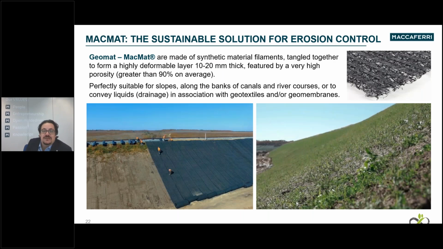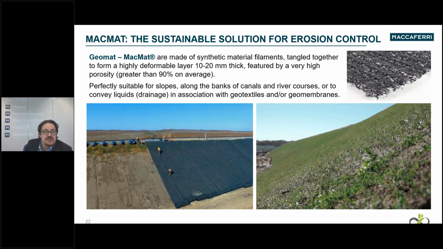So the solution of MACCAFERI is the MACMAT R, that is a reinforced geomat that is available with different thickness, with a very high porosity that guarantees a high light penetration index, that is perfectly suitable for the use on slopes, river banks, canals, and so on. And it should also be coupled with geotextile and/or geomembranes.